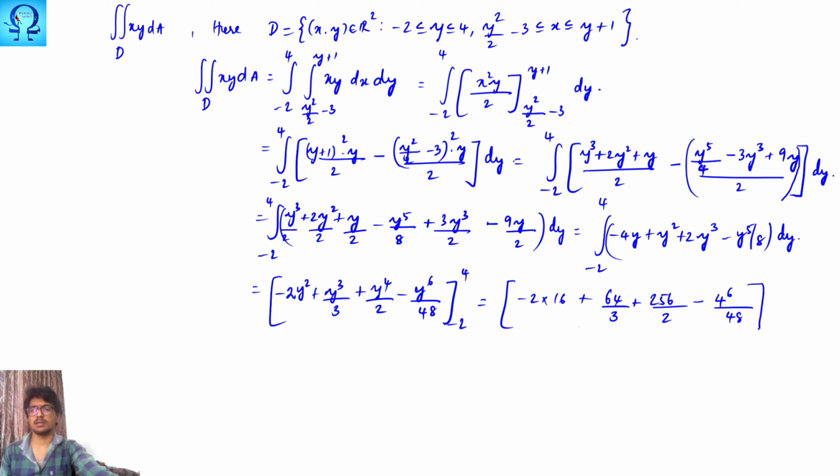Let us write this way itself. And then minus 2 times of minus 2 squared, which is going to be 4. And then minus 2 whole cube. So it is going to be minus 8 upon 3 plus 16 upon 2 minus minus 2 to the power 6 or 2 to the power 6, it is same, it is 64 upon 48. We'll have to just simplify it. I leave it to you people.